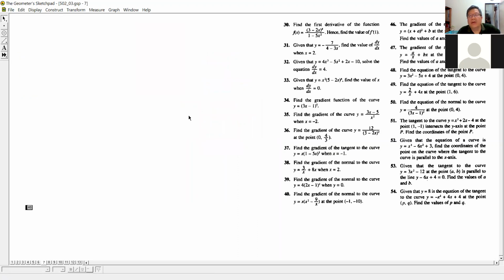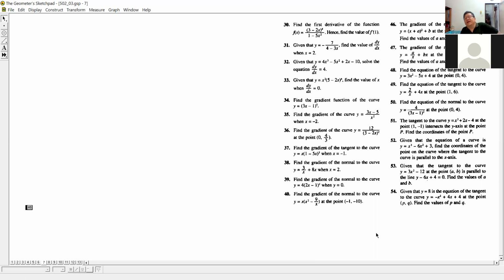Now look at question number 46. The gradient of normal to the curve ax squared plus b at the point (1, 10) is negative 8. Find the values of a and b. Here they didn't ask you to find the gradient, the point, or the tangent. They asked you to find a and b.